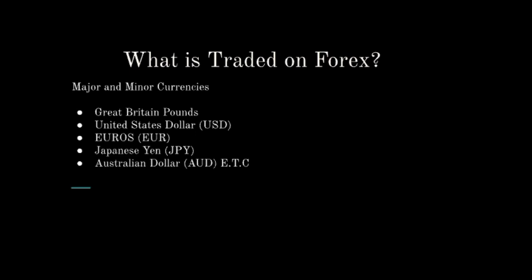So what is traded on forex? We trade major and minor currencies. So what are these currencies? We have the popular Great Britain pound, also known as GBP. We trade the United States dollar, known as USD, euros, Japanese yen, known as JPY, Australian dollar, AUD. We also have Canadian dollar, CAD, and others too numerous to mention. So just know that we trade the foreign currencies in the forex market to make profit.